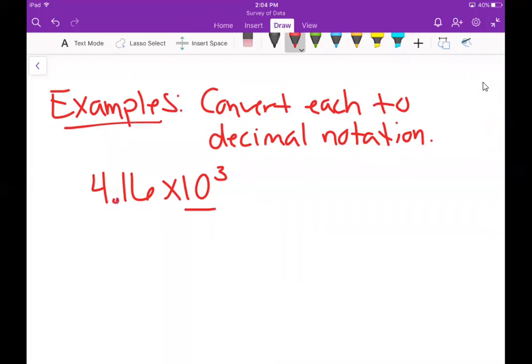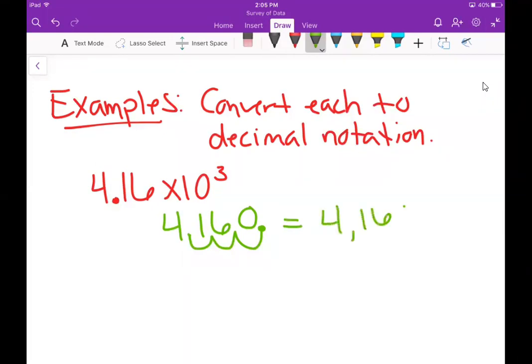Now, because in our number system, each place value is worth 10, this means I'm going to move my place value 3 times. And when I multiply by 10, a number gets bigger. So that means that this number, 4.16, needs to get bigger by 3 place values. If you have an empty place value, you always hold its place with a 0. So 4.16 times 10 to the third power is the same thing as 4,160.